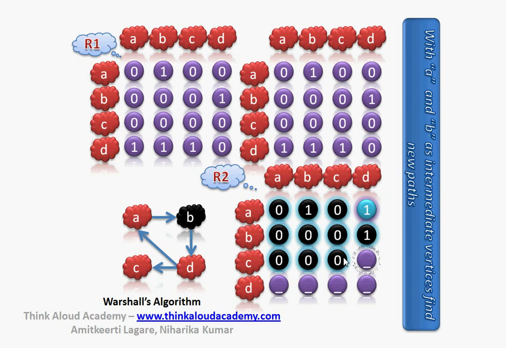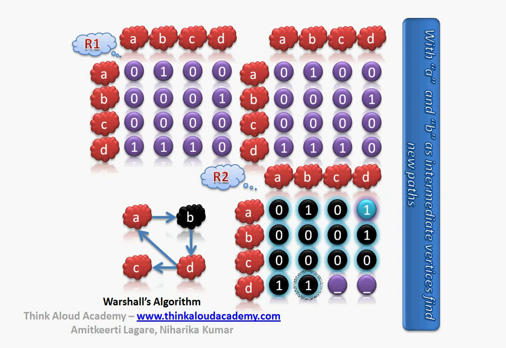Then I have to go from C to A via B. Can I go from C to A via B? For that, first there should be a way to go from C to B, then B to A. C to B is 0, B to A is also 0. So I cannot go from C to A with B as intermediate vertex. Same is the case with C to B, because to go from C to B, I should go from C to B and B to B, which are both zeros. So this becomes a 0.